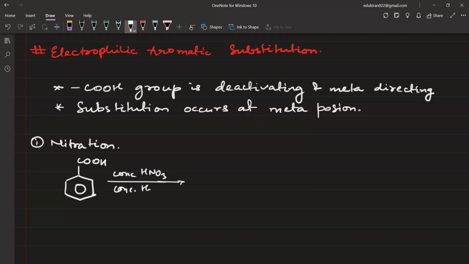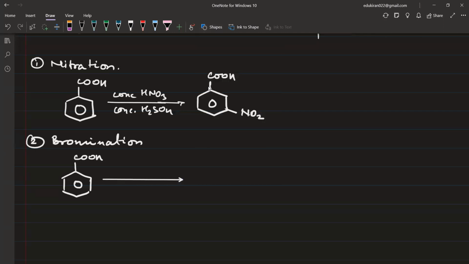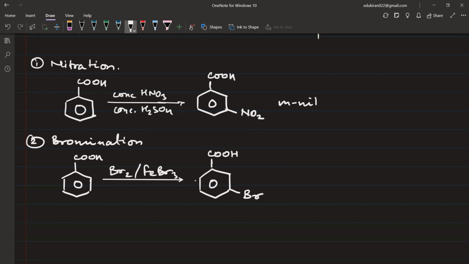Conc HNO3, conc H2SO4. In the meta position, you will get NO2. In bromination, you are going to use Br2 and FeBr3 to get Br in the meta position. This is m-nitrobenzoic acid. This is m-bromobenzoic acid.